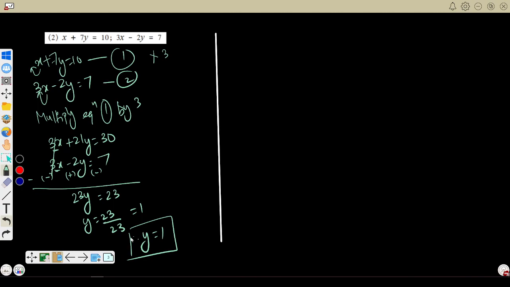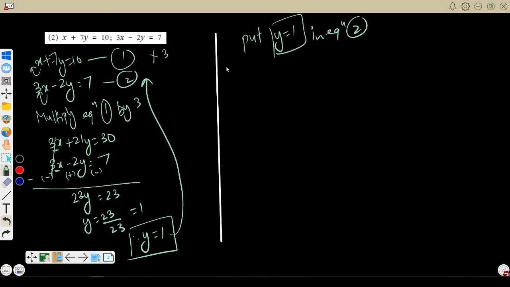Now to find the value of x, what I will do is, I will substitute y is equal to 1 in any one of the equations. For now I'll consider equation 2. So I write a statement, put y is equal to 1 in equation 2. What is equation 2? That is 3x minus 2y is equal to 7. I will replace y with 1. So this will be 3x minus 2, in place of y I write 1, is equal to 7.